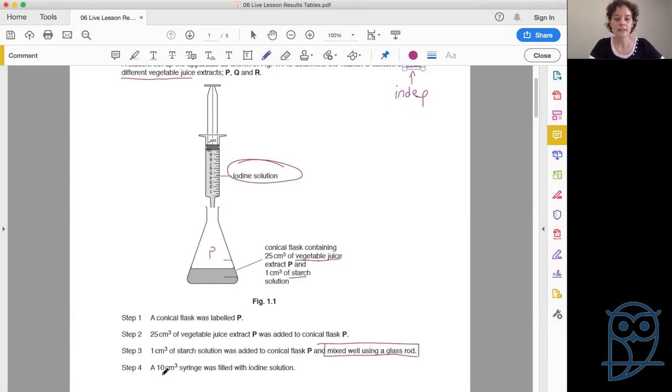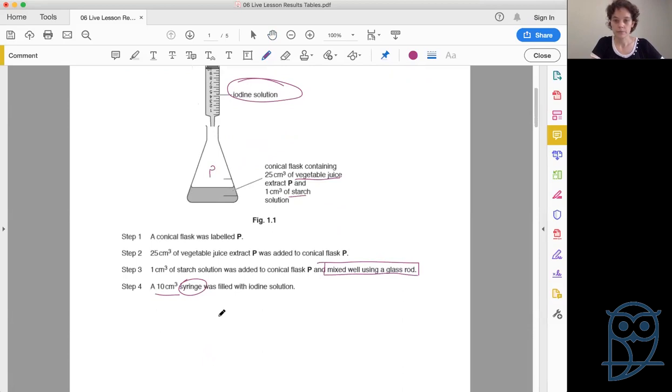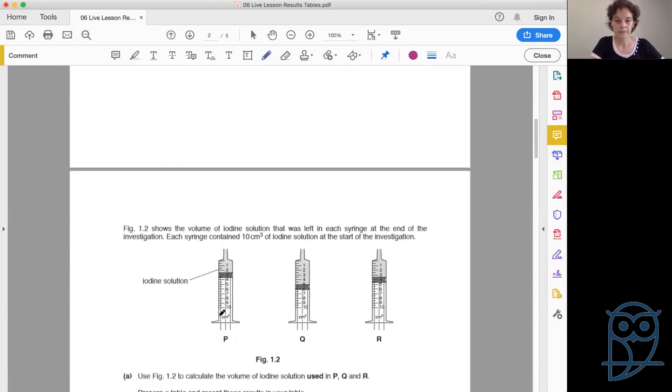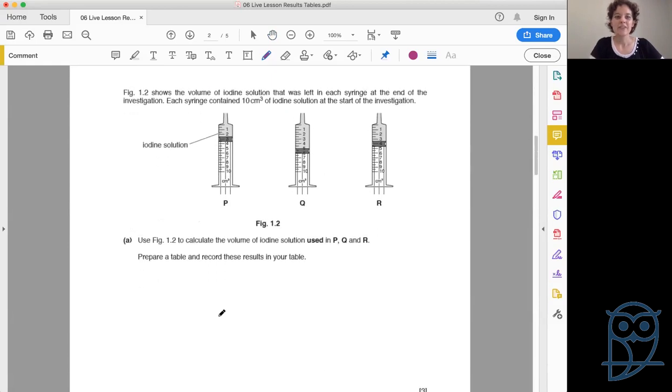Then a 10 centimeter cube syringe was filled with iodine solution. So here's something that's actually important to note. When we're doing small volumes, then we usually use syringes to measure those volumes. So, fast forwarding, figure 1.2 shows the volume of iodine solution that was left in each syringe at the end of the investigation. Each syringe contained 10 centimeters cubed of iodine solution at the start of the investigation.